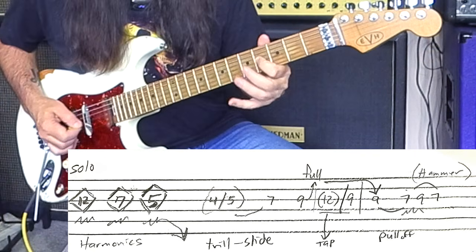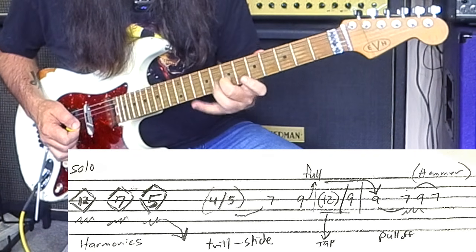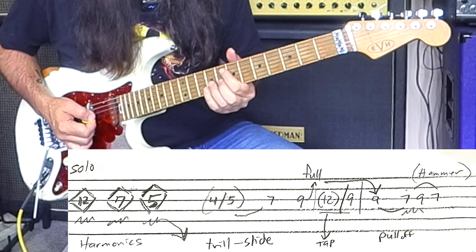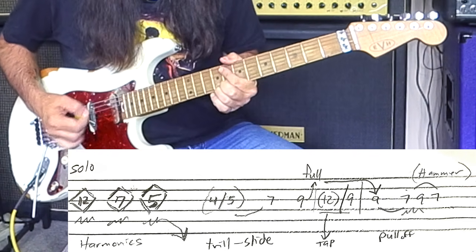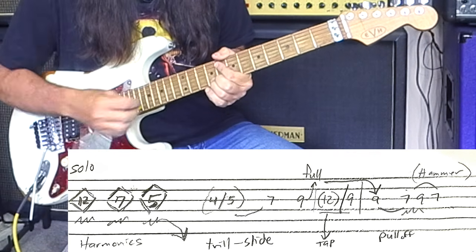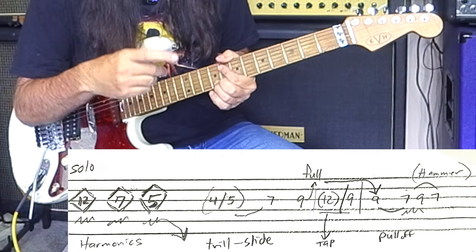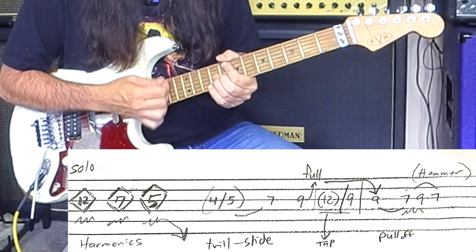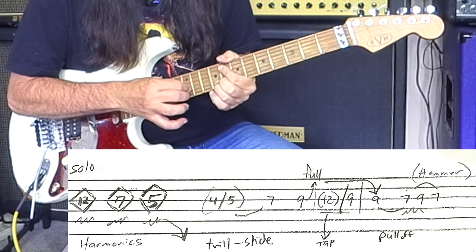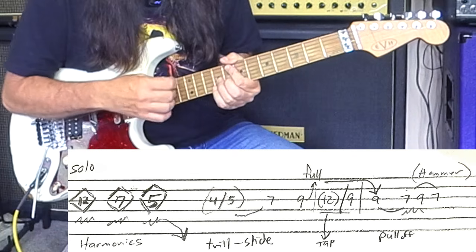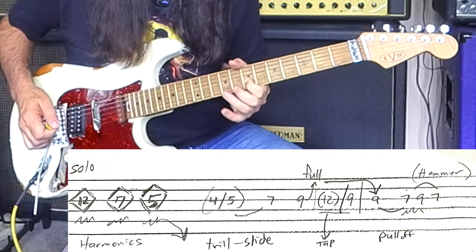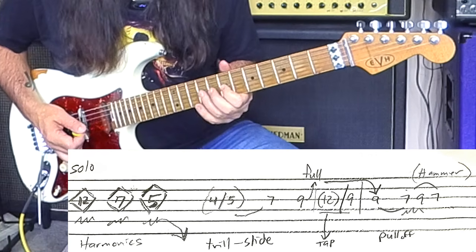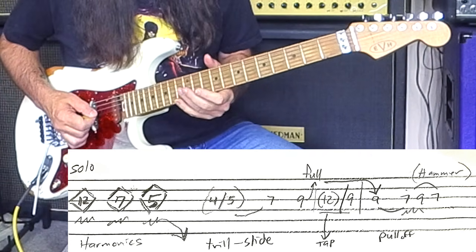So after we do this trill, slide up to the 7th, put some vibrato on it, and then bend the 9th fret up a whole step. I wind into it. And I'm going to tap with my pick or my finger on the 12th fret, and then release as I tap, and then go. I'm going to hammer on 7, 9, 7. So one more time.